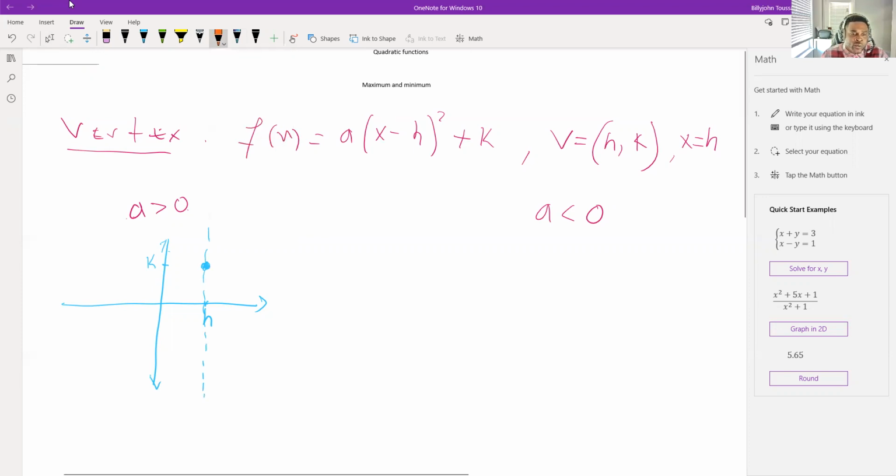So since our a is positive, what do you think is going to happen to the graph? Is it going to face up or face down? Yes, it is going to face up. The reason is that by our property, when a is greater than 0, my graph will be facing upwards, right?